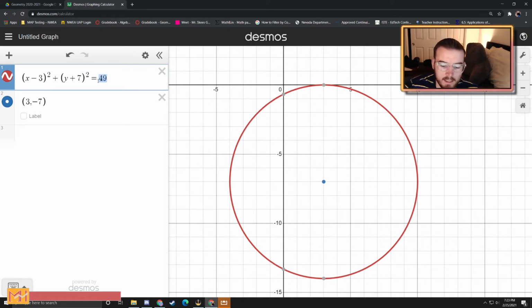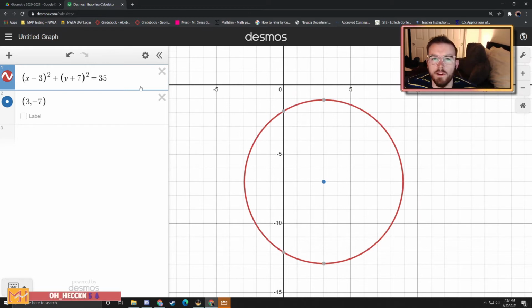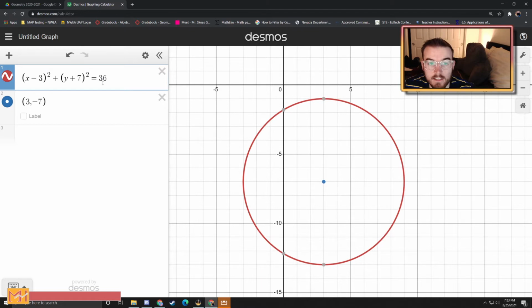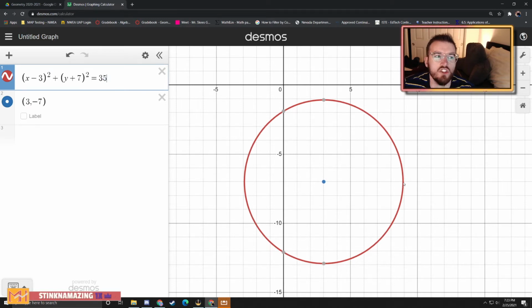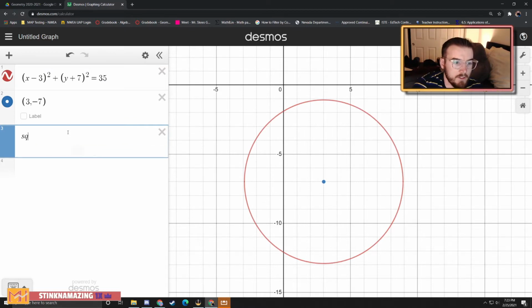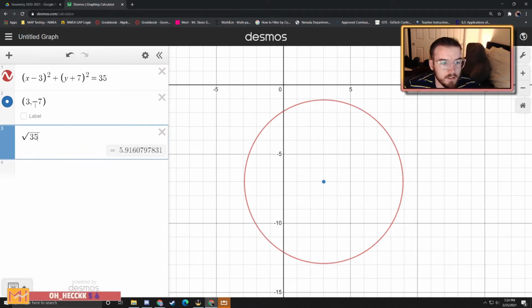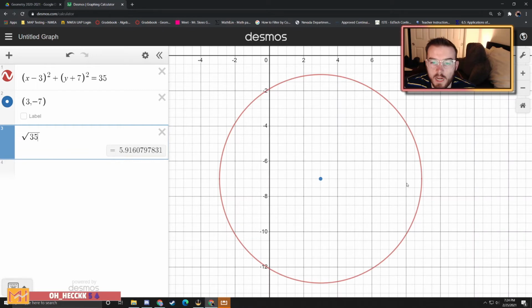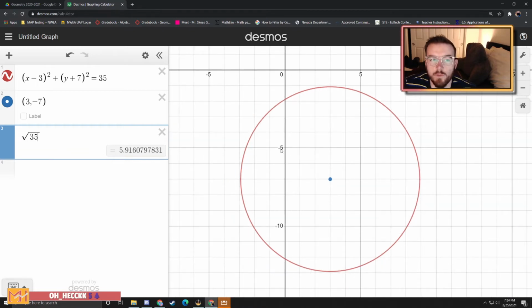I can make this 35. What's the square root of 35? I don't know. It's really close to 36. The square root of 36 is 6, so 1, 2, 3, 4, 5, 6 wide. But the second I make it 35, you can see it shrinks in just a little bit. So what is the square root of 35, you might ask? Well, it's 5.9. So the radius of this circle is 5.9.